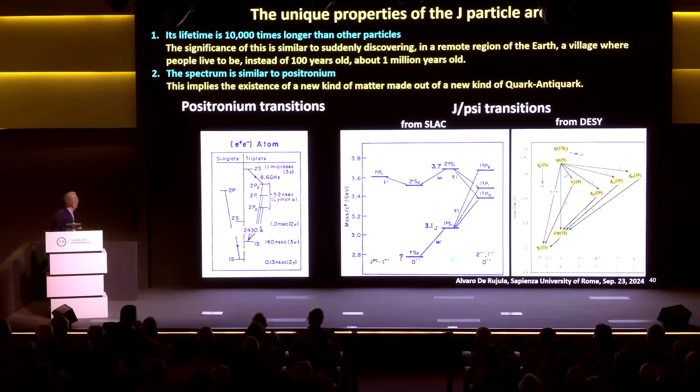And the spectrum, first measured by DESY, later on measured by SLAC, is like an electron-positron atom. Because of this, people believe it is from the quark, anti-quark family. This is the most important thing: you have a long lifetime, and your transition is like an electron-positron pair, meaning something new and unexpected has been observed.